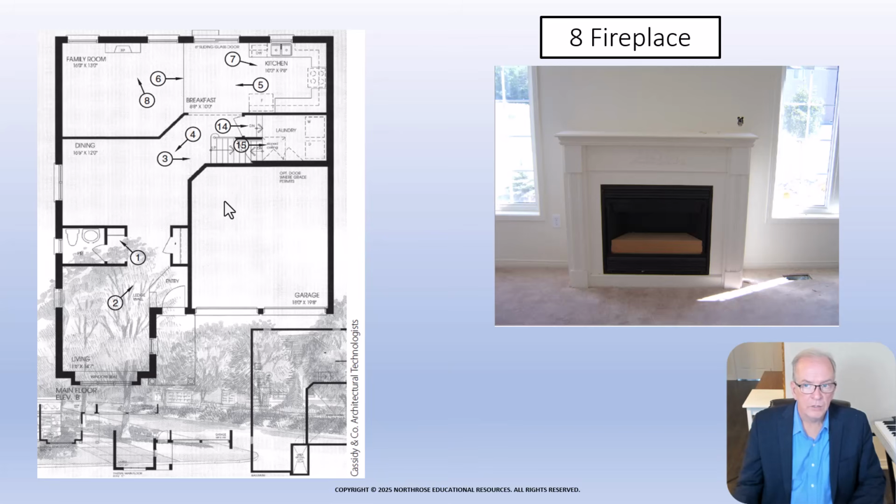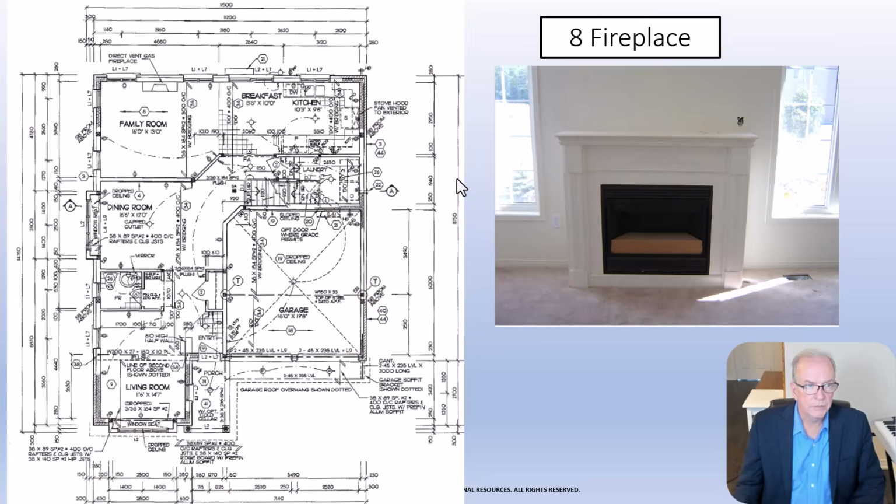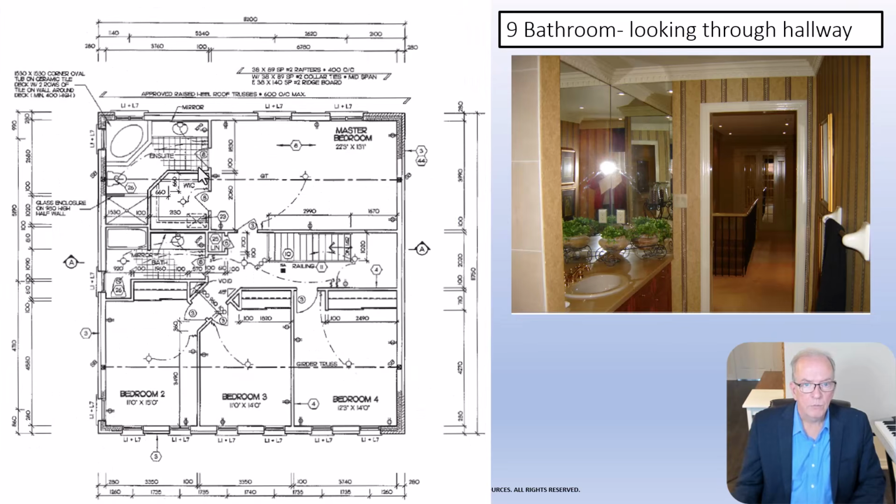Here is the fireplace. We're in position 8, taking a look at the fireplace. It's a direct vent gas fireplace, which just means it vents directly through the wall. So you don't need a chimney for this type of fireplace, as it's not a wood burning fireplace. All right, and then we're on the second floor.